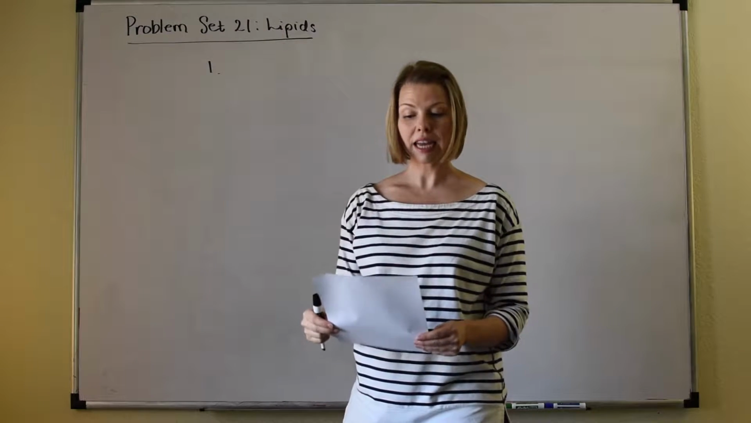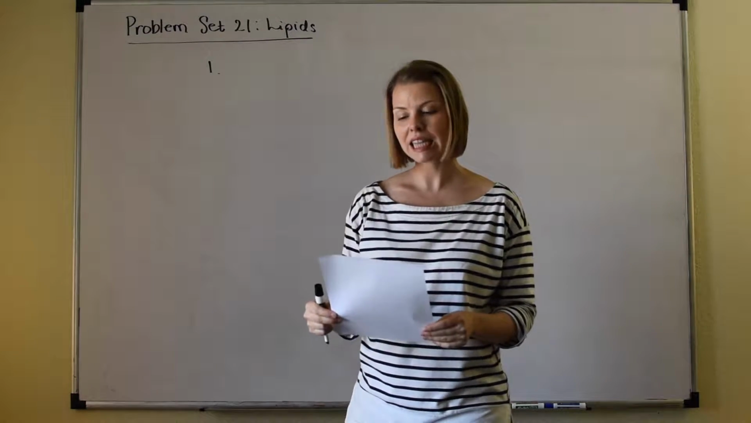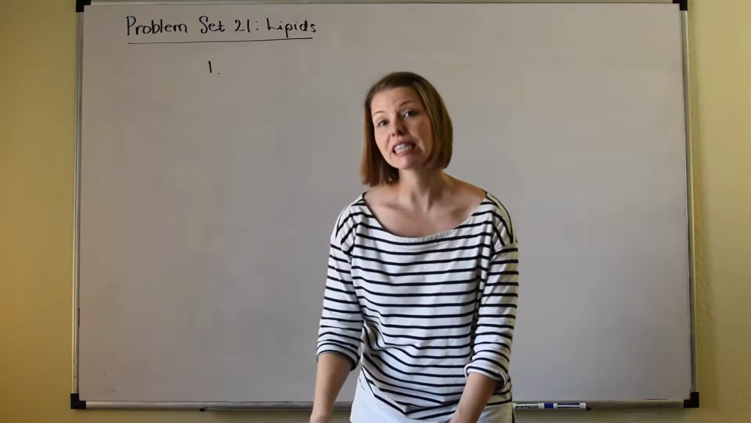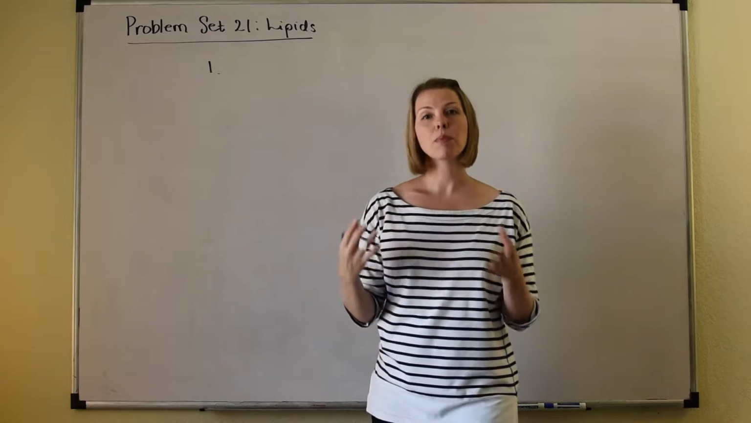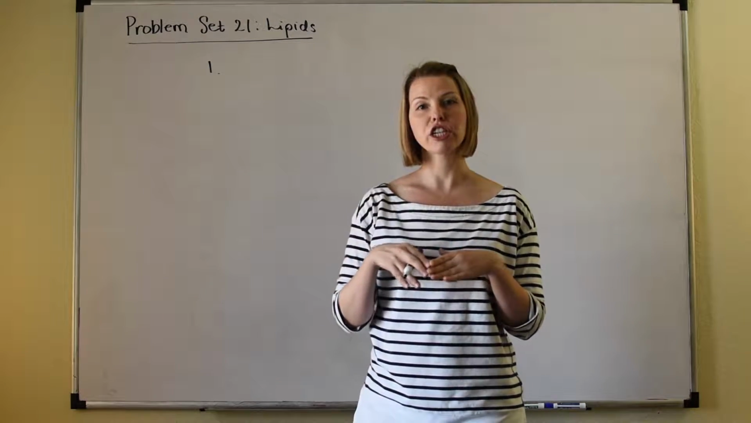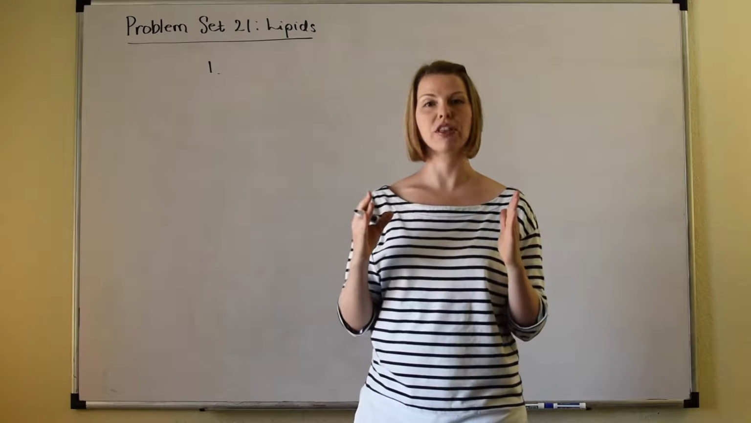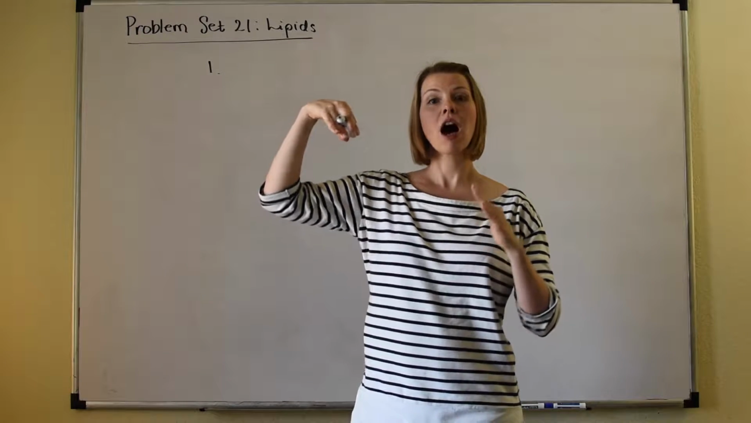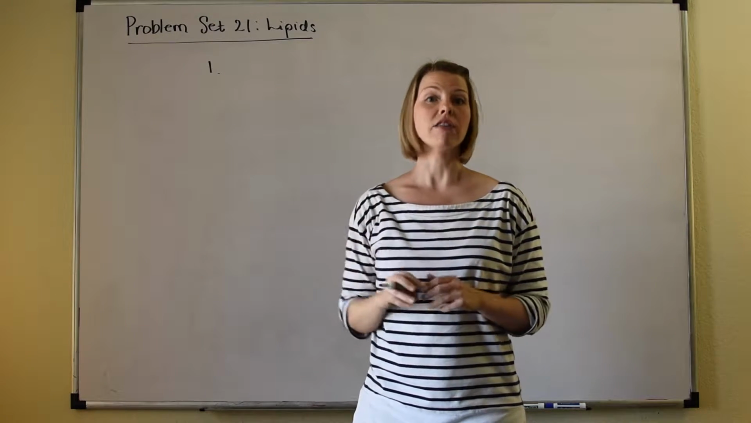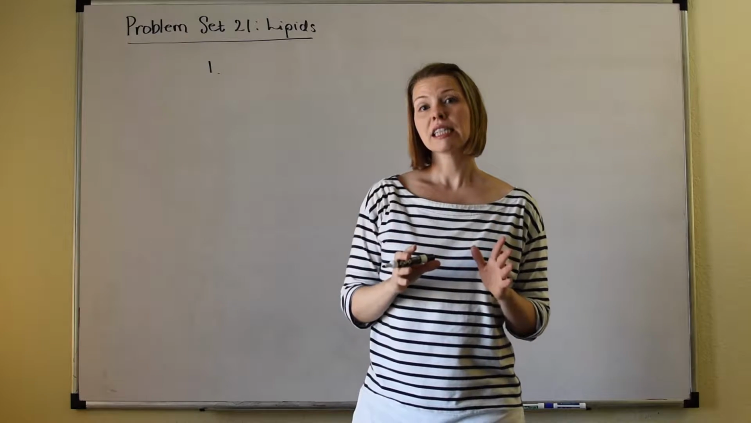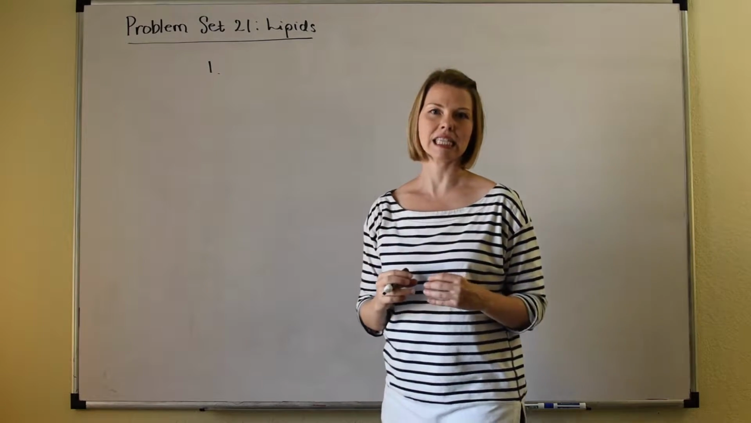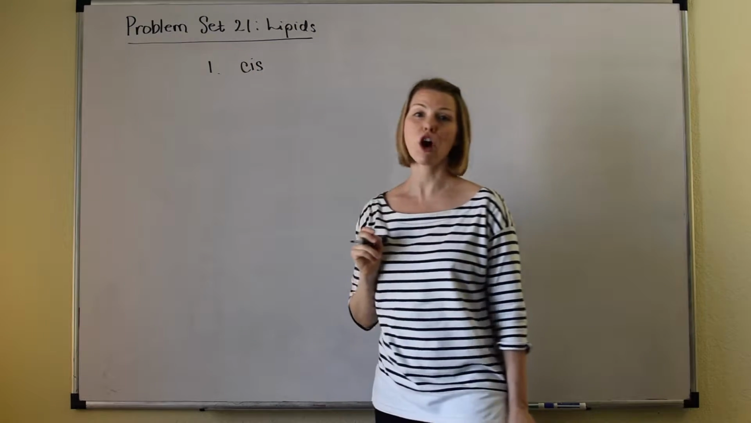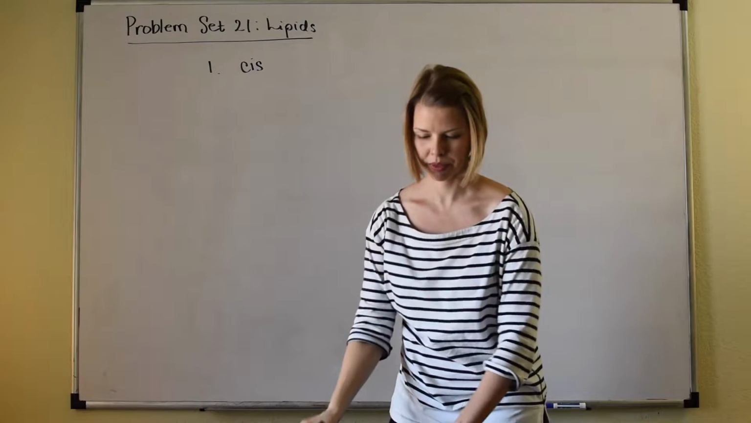Number 1, in nature, the double bonds of unsaturated fats are almost always of the blank geometry. So we're going to fill in the blank. Remember that double bonds can have the orientation that is cis, meaning the larger two groups are on the same side of the double bond, or trans, meaning the larger two groups of the chain are on the opposite sides of the double bond. Fatty acids naturally will have the cis geometry. So the answer to number 1 is that they are almost always cis geometry.